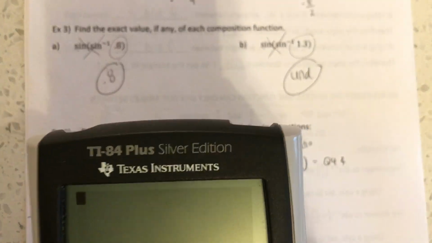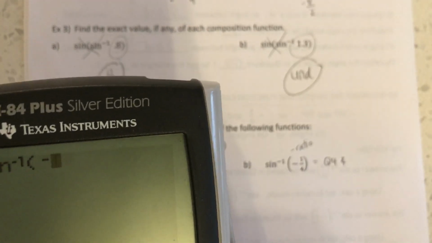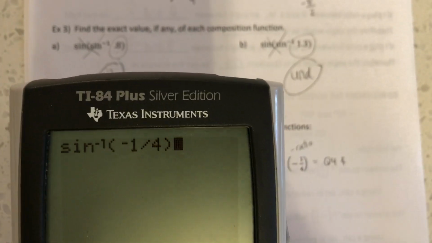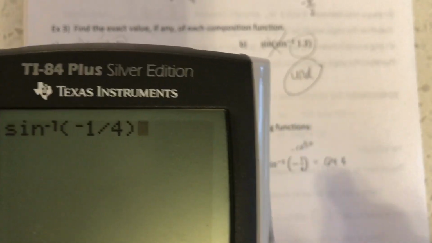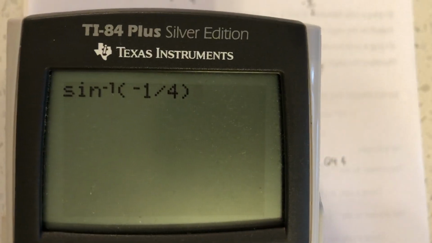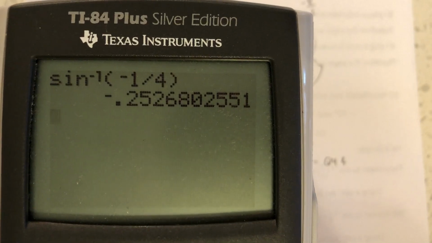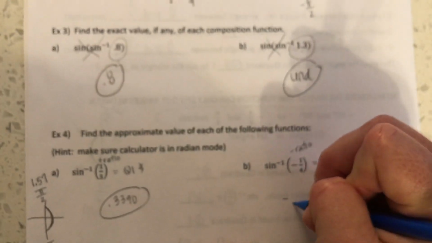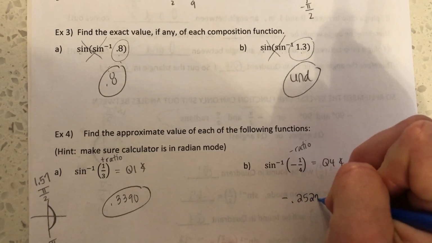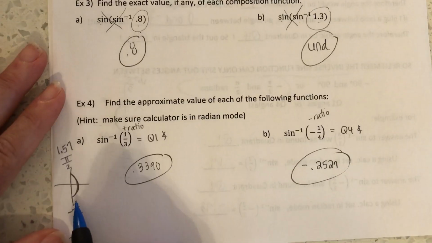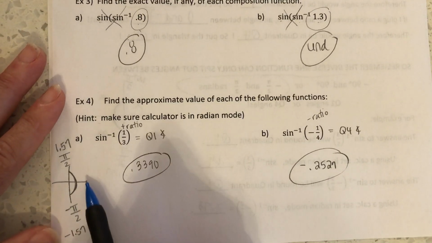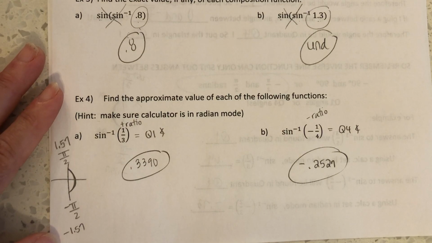So let's take the inverse sine of -1 divided by 4, hit enter, and again, I'm in radian mode, and it's going to be something between 0 and -1.57. And it is. It's -0.2527. And that is definitely an angle that would have landed in quadrant 4 between 0 and -1.57 radians.